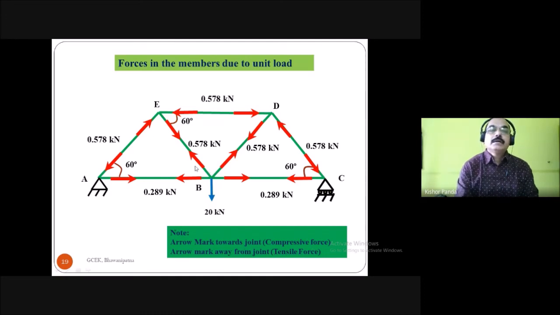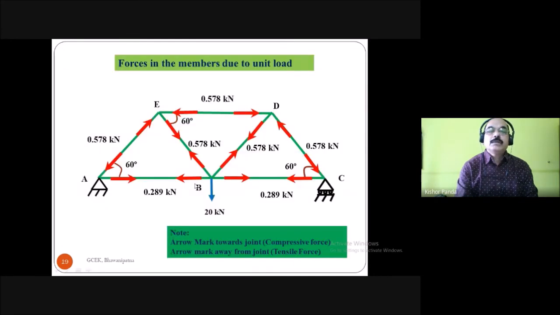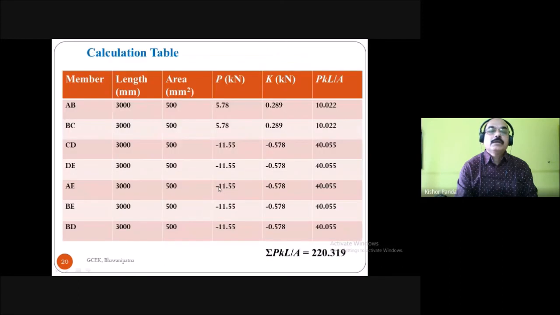After getting the force in the members due to the applied force and due to the unit loading, what you have to do is find all the data in tabular form. First, take the members: AB, BC, CD, DE, EA, then EB and DB. So take all the members here: AB, BC, CD, DE, AE, BE, BD.